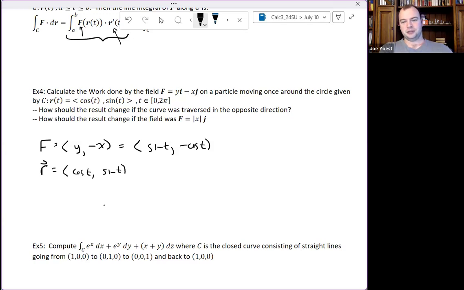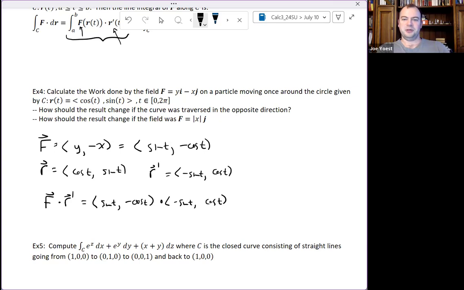R is cos t, sine t. R prime then is negative sine t, cos t. And f dot r prime, this should be vector f, and there's a lot of vectors floating around, so make sure you grab the right vectors. Grab r when you need to and r prime when you need to. Easy to get those two backwards. But I think everything is looking good.